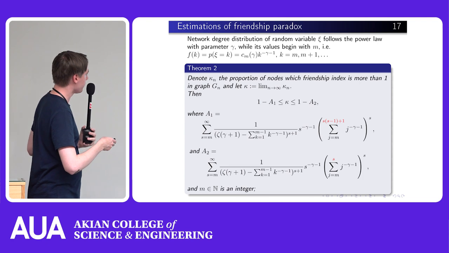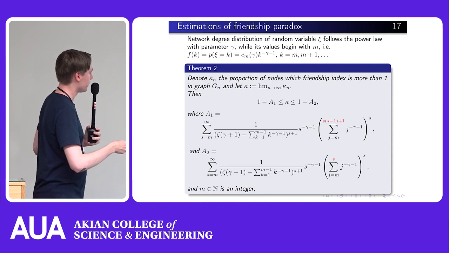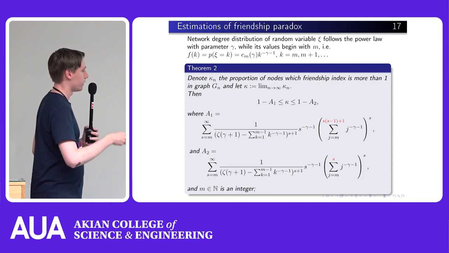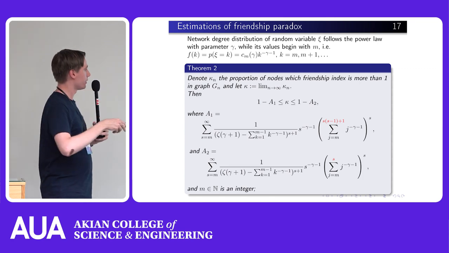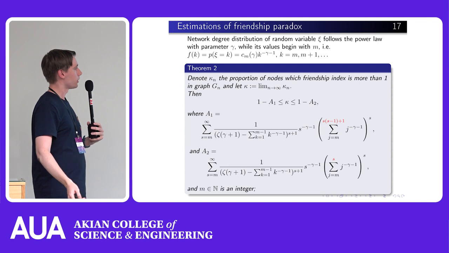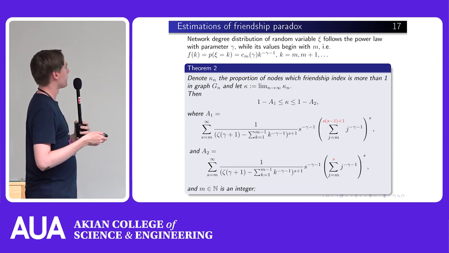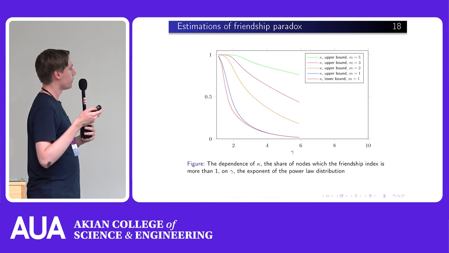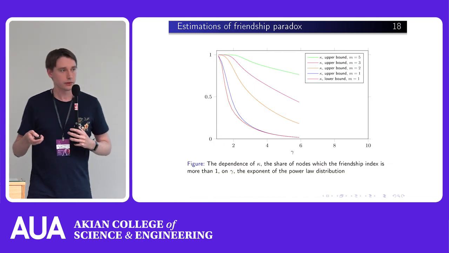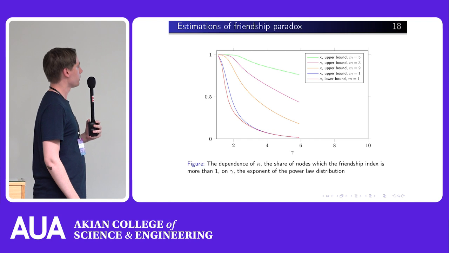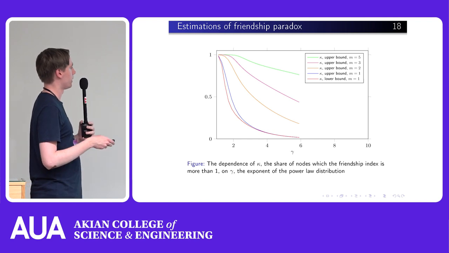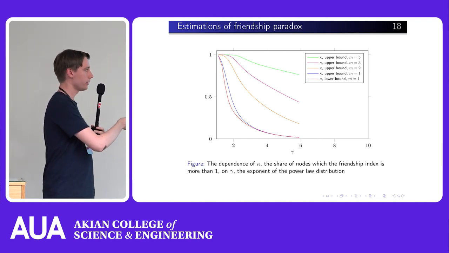So it is actually bounded by 1 minus A1 and 1 minus A2. And these A1 and A2 differ in the upper bounds of the inner sum. They are highlighted in red. So what do we do with it? Here we plot the upper and lower bounds based on the results of the theorem.